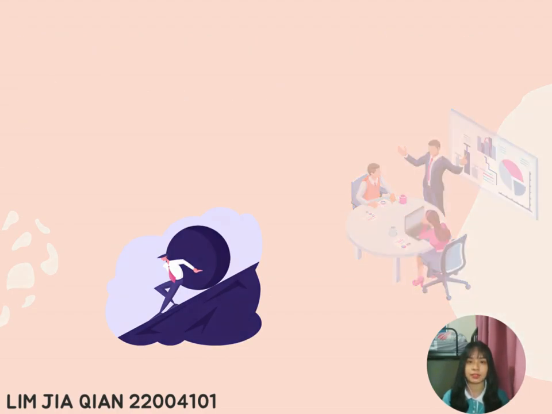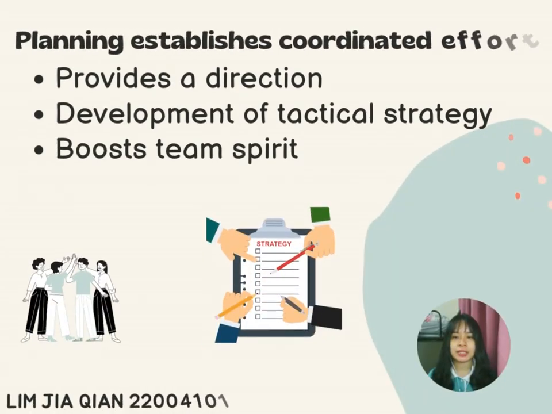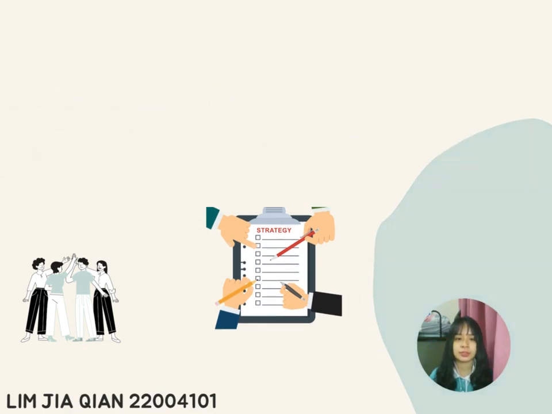Besides, planning helps to establish coordinated effort. It helps the managers and employees to keep the focus on the goals, and it provides a direction for allowing the development of a tactical strategy. Therefore, the employees can clearly know what they must contribute, and they will feel more engaged as well as motivated if they understand the relevance of their work. Undoubtedly, this can help to boost the team spirit among the employees because they work hand in hand together efficiently and effectively in order to achieve the organization's goals.